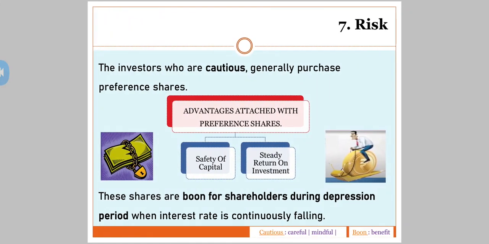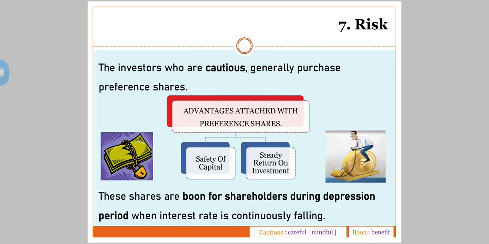Coming to the seventh point, you have got risk. The investors who are cautious generally purchase preference shares. We have already seen cautious investors. What do you mean by the word cautious? Cautious means careful or mindful. See, there are 2 advantages to buy preference shares. Advantages that are attached with preference shares are safety of capital. Coming to the same, safety of capital, that is, at the time of liquidation, they are going to get that capital back. There is a safety of capital.